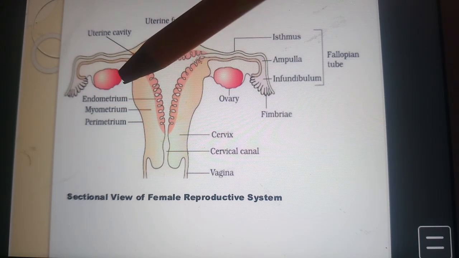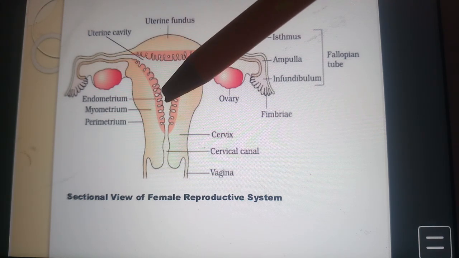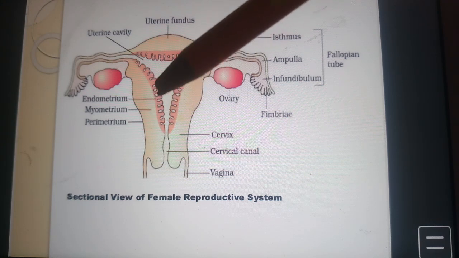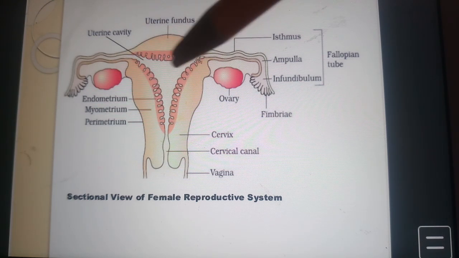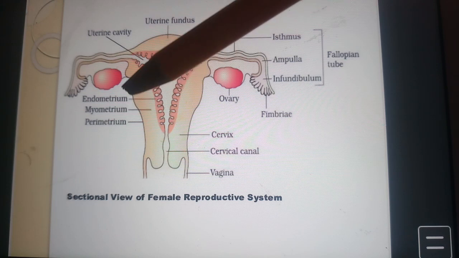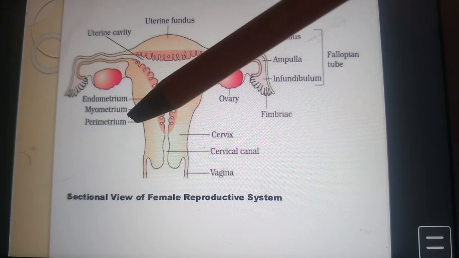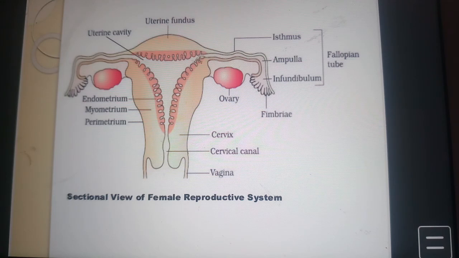The main function of the endometrium is that it undergoes cyclic changes during the menstrual cycle, while the myometrium exhibits strong uterine contractions during the delivery of the baby. Myometrium, what does it do? It exhibits strong uterine contractions during the delivery of the baby. See, did you understand this diagram?